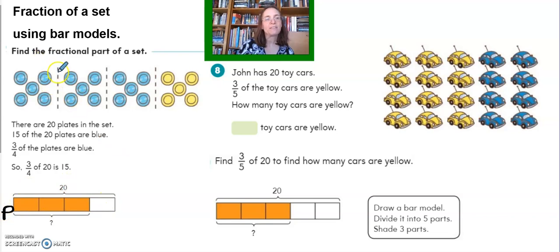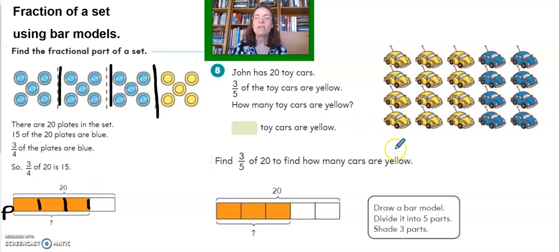And you can see here they decided, well, I've got 15 that are blue and 5 that are yellow. And 20 divided by 5 is 4. So you notice that they divided it up into 4 groups. And they also divided this bar up into 4 groups. Then they colored in, they shaded in the amount that were yellow. And so we see 3/4 of 20 is 5, 10, 15.